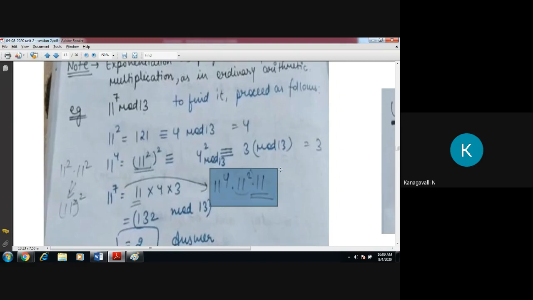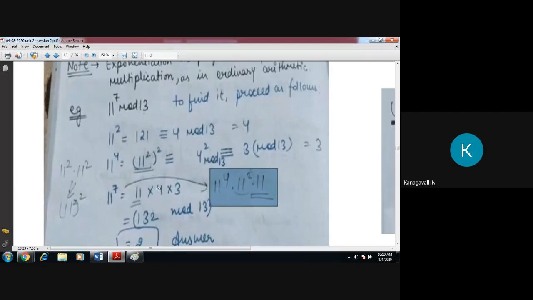See, you know 11 power 1 is 11, right? Clear? 11 square, my result is 4. You just take your modulus value, it's enough, right? Because I already said in the congruence part, individually you take the modulo of each integer, and the product of all the things is similar according to our property, right? So I'm writing this 11 power 7 as 11 power 4, 11 power 2, 11.